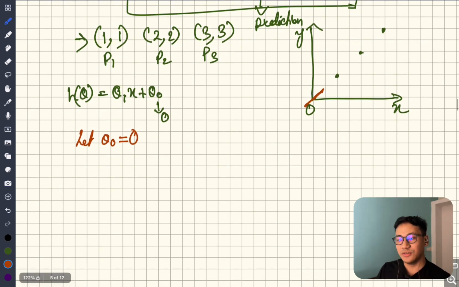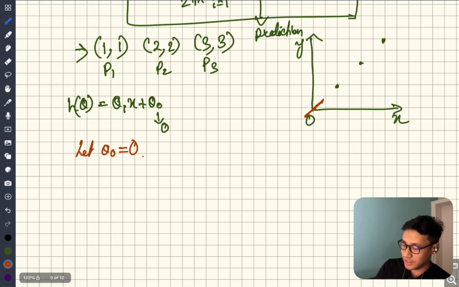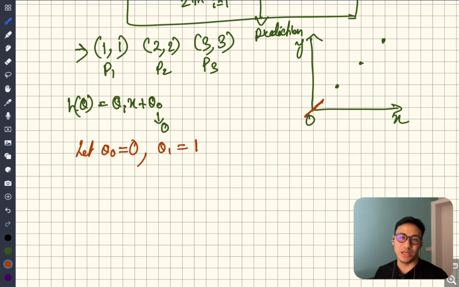So now in the first case, we have assumed theta naught, so let's assume theta 1 as 1. What do you mean by 1? 1 means slope. Slope is 1. Slope 1 means when x is increasing by 1 unit, y will also increase by 1 unit. So our line will look something like this, a straight line passing through all the points.